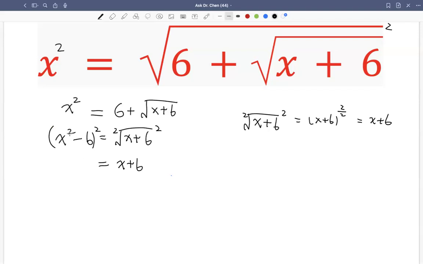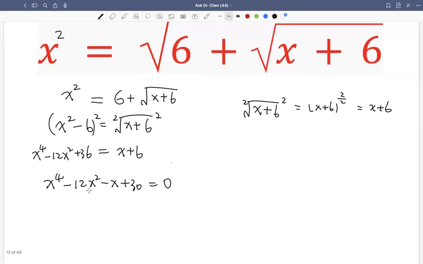Then let's expand this side. We get x raised to 4 minus 12x squared plus 36. So this is a polynomial of degree 4. Now we want to move every term to the left-hand side. We get x raised to 4 minus 12x squared minus x, then plus 30, since 36 minus 6 is 30, equals 0. Now we need to make this a factored form, then use the zero property to solve.